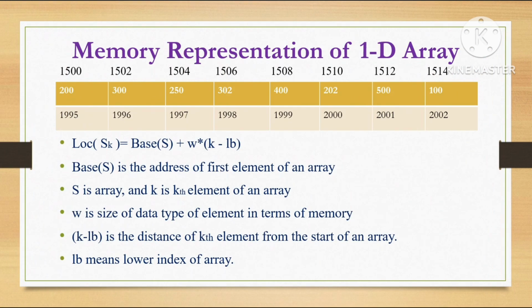Now let's see how memory representation of a one-dimensional array works. If you know the memory address of the starting element of an array, the size of the data type and its upper index and lower index, then you can find the memory address of any element in an array. The formula for that is location S[k] equals base plus w into k minus LB, where base is the address of the first element of the array, S is the array and k is the kth element of the array, w is the size of the data type of elements in terms of memory, k minus LB is the distance of the kth element from the start of the array, and LB means lower index of an array.